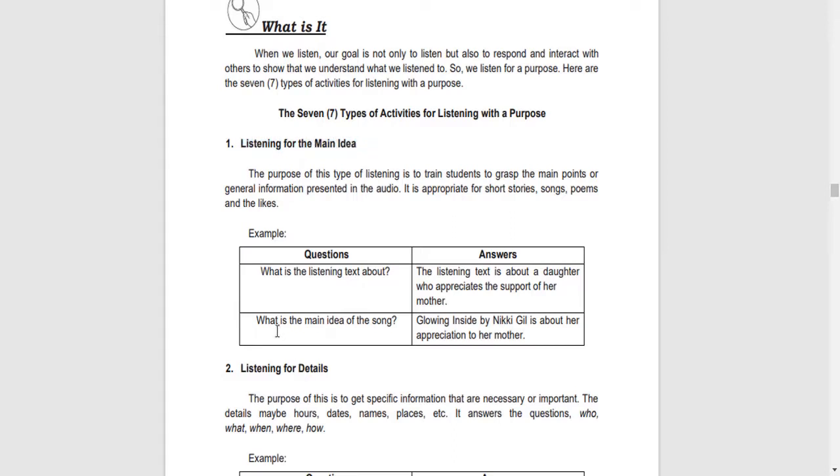Another question, what is the main idea of the song? For example, you are listening to the song Glowing Inside by Nikki Hill. So you need to get the main points or the general information from that song. We have here examples. So these are the 2 questions that you need to bear in mind, and these are the possible answers. Now, depende sa kung ano yung papakinggan nyo.